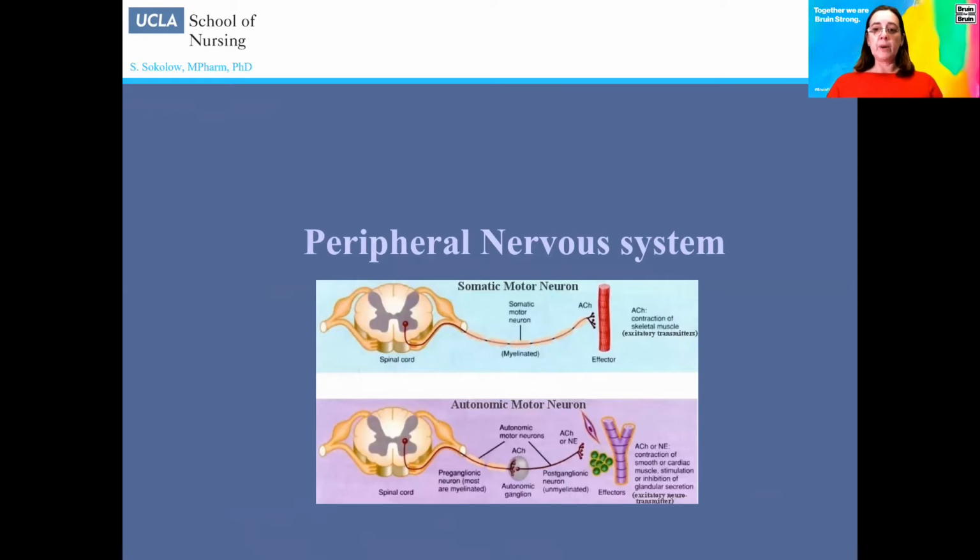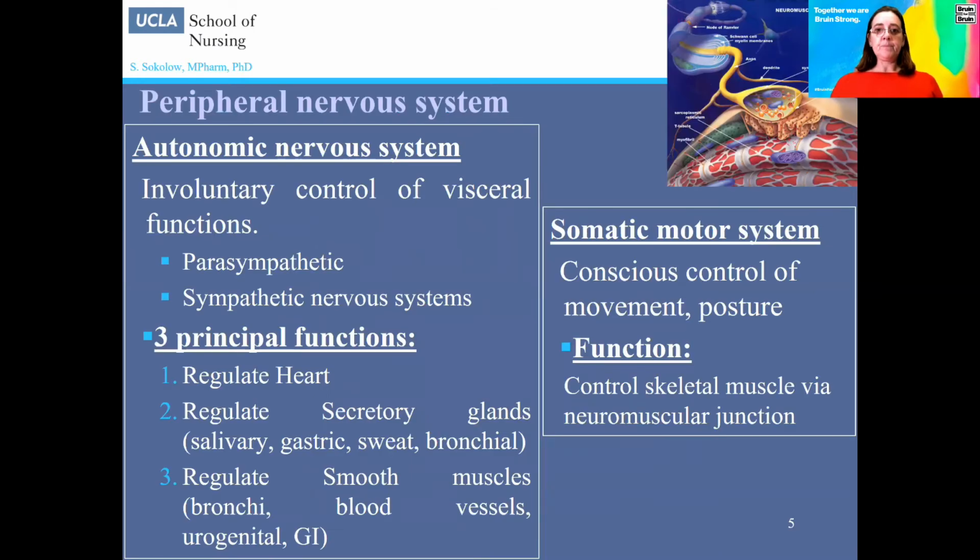And so we are going to learn what the neurotransmitters of the somatic neurons are and what the neurotransmitters of the autonomic motor neurons are. As I said, the peripheral nervous system is divided into two systems. You have the autonomic nervous system, the one that controls the involuntary control of the visceral function. That includes the parasympathetic and the sympathetic nervous system. Remember those two, this is very important. And what are their functions? Regulate the heart, regulate the secretory glands, regulate the smooth muscle cells. It can be the smooth muscle of the bronchi, the blood vessels, the urogenital, and the GI tract.